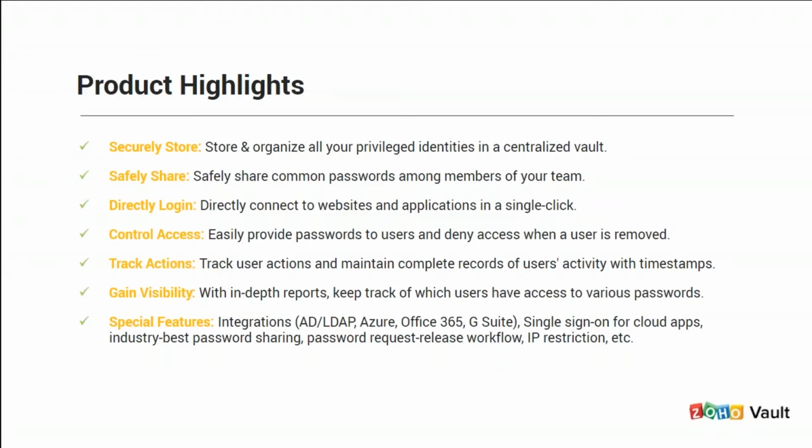We also have a password request release workflow. When team member A wants to share a password with B, B always should raise a request along with a reason for password access, and A should validate the reason and provide access to B. On top of everything, we have IP restriction inside Zoho Vault, which helps you restrict access to Zoho Vault from home or from any blacklisted or whitelisted IPs. So you have a configuration to blacklist IPs and whitelist IPs.